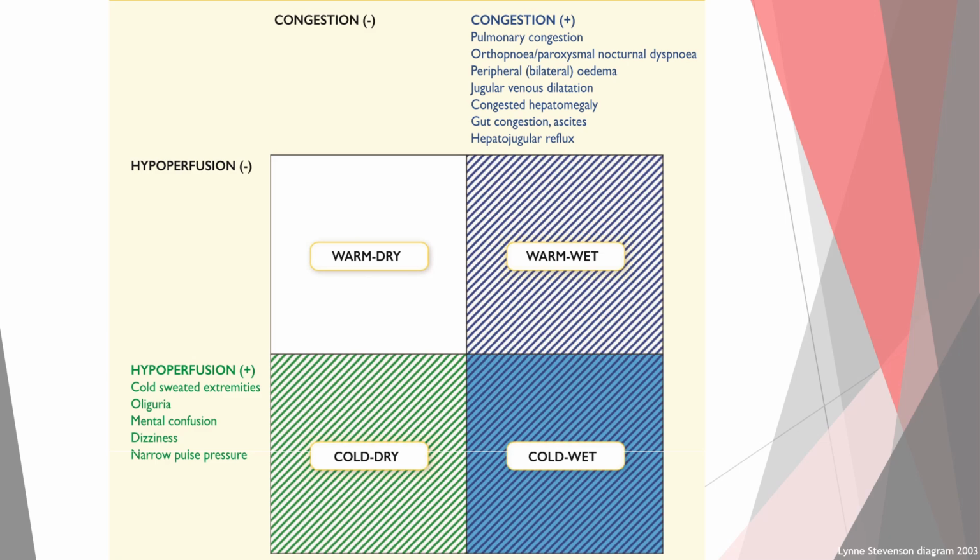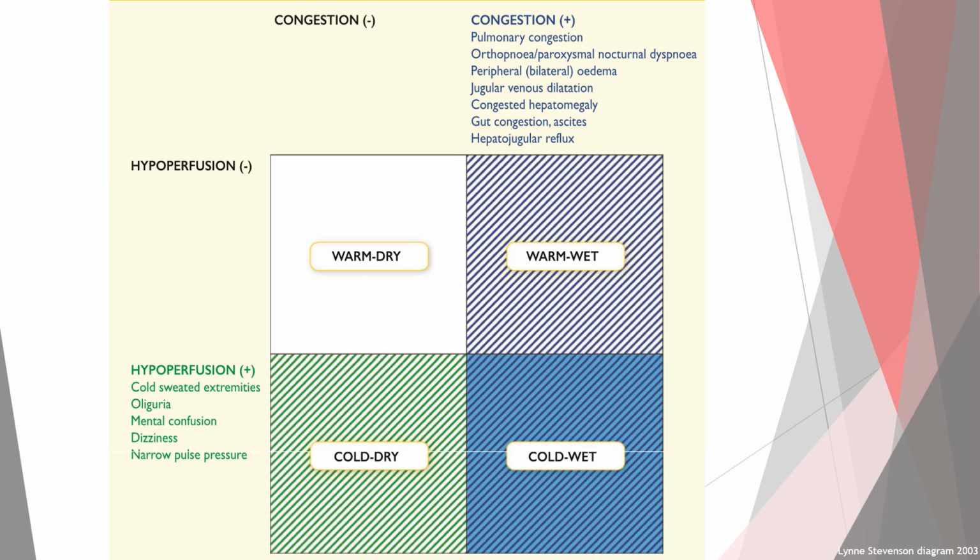The Stevenson diagram is really helpful to quickly think about the disease. If you have a heart failure patient that is well perfused and is not congested, you have the warm and dry. Hopefully these patients are on the 4 pillars of heart failure therapy, and you're seeing them in the outpatient office. When you get patients with some congestion, you get the warm and wet.